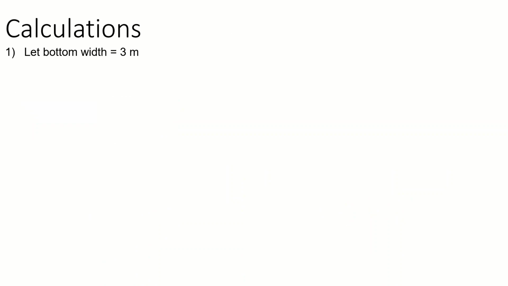So let us solve. First let us start with a bottom width value of 3 meters. So bottom width is 3 meters. Let us substitute the depth, already given to us, 1 meter. A equal to BD plus ZD square. On substituting the values of B and D, I am getting area as 5 meter square.